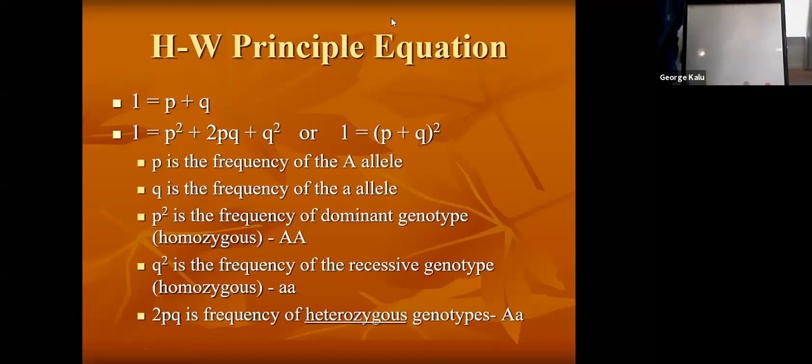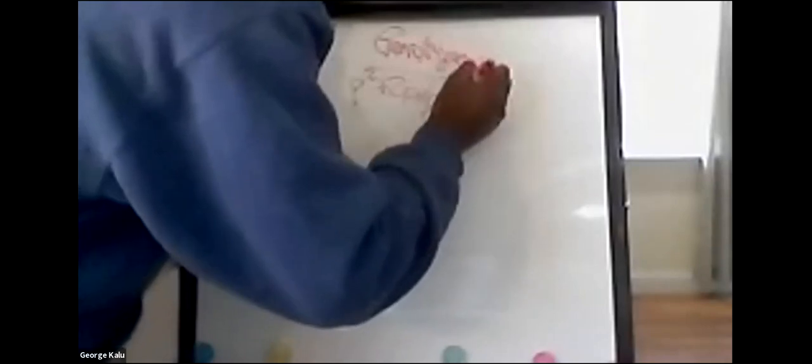So I'm going to stop this share here so you guys can see this in a bigger picture. I'm going to go ahead and write the formulas again. Our allele frequency formula is going to be P plus Q equals 1. And then the genotype frequency formula is going to be P squared plus 2PQ plus Q squared equals 1.